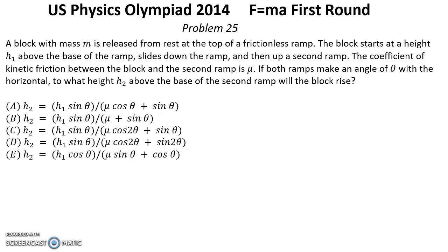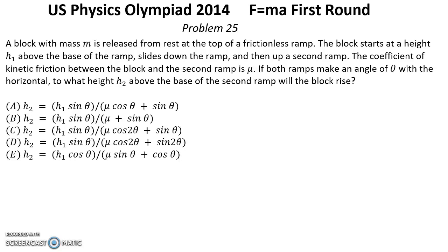Problem number 25. A block with mass m is released from rest at the top of a frictionless ramp. The block starts at a height h1 above the base of the ramp, slides down the ramp, and then up a second ramp. The coefficient of kinetic friction between the block and the second ramp is mu. If both ramps make an angle of theta with the horizontal, to what height h2 above the base of the second ramp will the block rise?